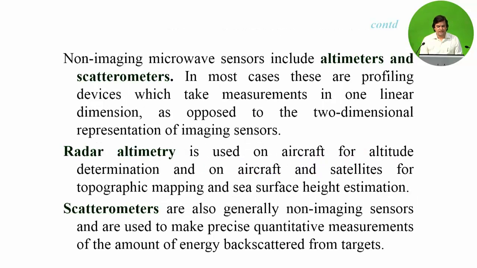Non-imaging microwave sensors include altimeters and scatterometers. In most cases, these are profiling devices which take measurements in one linear dimension as opposed to the two-dimensional representation of imaging sensors. Radar altimetry is used on aircraft for altitude determination and on aircraft and satellites for topographic mapping and sea surface height estimation. Scatterometers are also generally non-imaging sensors and are used to make precise quantitative measurements of the amount of energy backscattered from the targets.